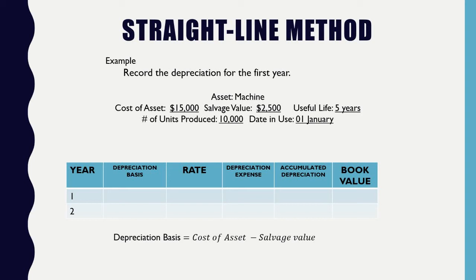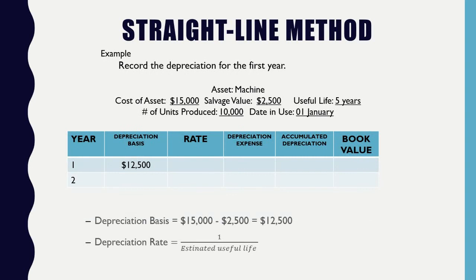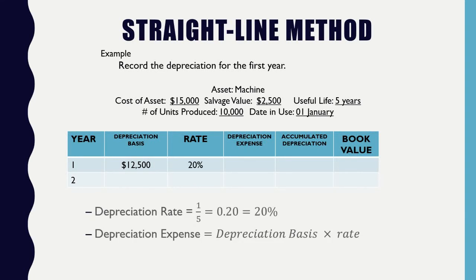Okay. So for the first year, we need to solve for the depreciation basis, which is the asset cost minus salvage value. So in this case, asset cost is $15,000 minus $2,500 of salvage value. You're going to get $12,500. Then we're going to look at the depreciation rate, which is 1 over the estimated useful life, right? No times 2, okay? Because we're not double declining it. We're only depreciating it once. So in this case, 1 over the estimated useful life of 5 years. So we're spreading that $12,500 across 5 years. You're going to get 20%, okay?